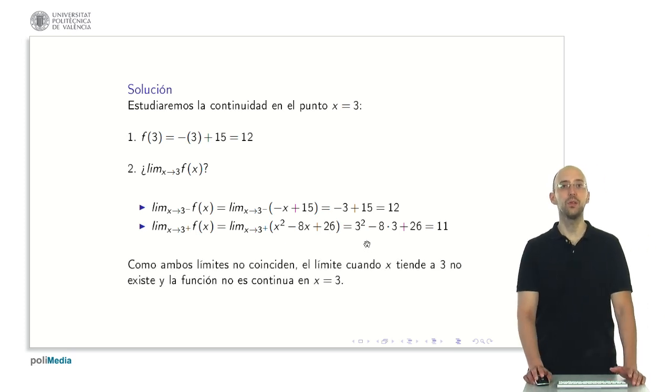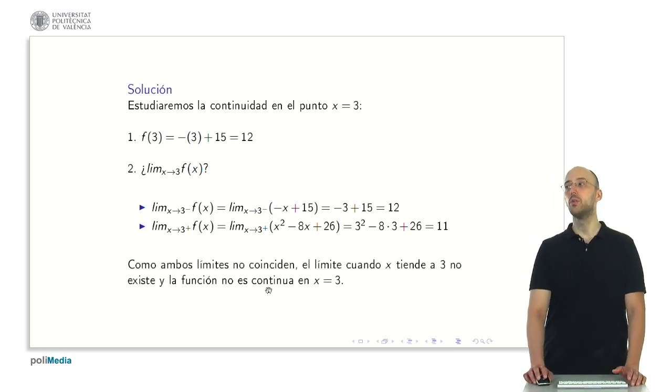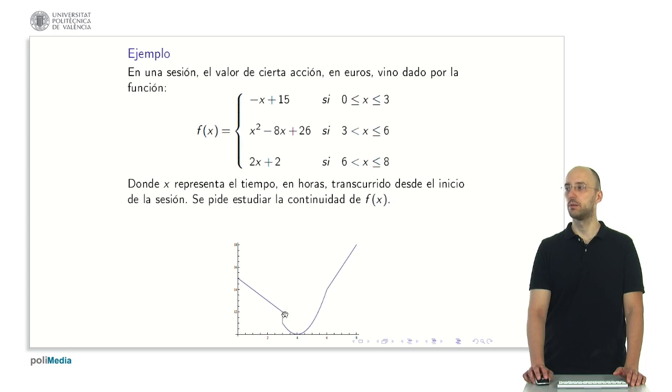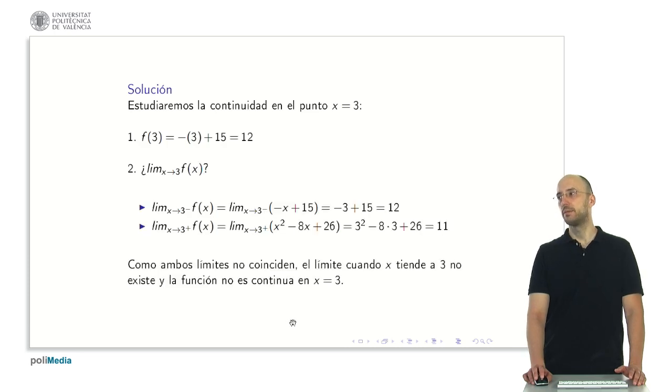So, what can we deduce? That the function is not continuous in x equal to 3. That was evident from the graph. It seemed that there was a jump. As you can see here we see a jump. That jump could not be here if the function has to be continuous. We saw 3. Let's go now for 6.